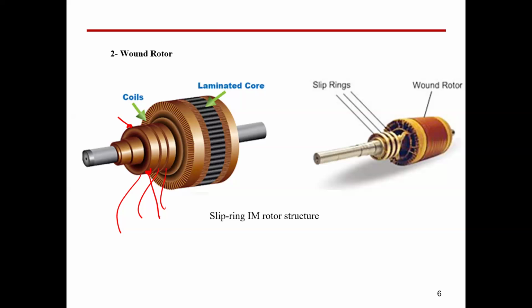We do prefer, guys, the squirrel cage compared to the wound rotor because if you have brushes, this means you need more maintenance for your machine. You have to check the brushes, if the brush length or thickness reaches a certain limit, you have to replace these brushes. Otherwise, it may make sparks and cause some short circuits inside the machine if it is not replaced at the proper time. So this is the slip ring induction motor rotor shape.